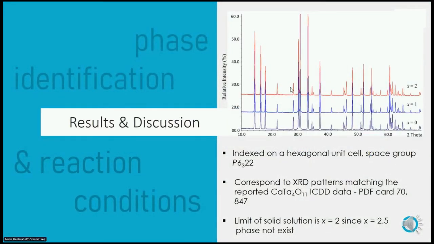For results and discussion, for phase identification, the figure shows the experimental X-ray patterns of the calcium tantalate and the solid solution. The patterns were indexed on a hexagonal unit cell. All the patterns correspond to the reported calcium tantalate ICDD PDF card. So the limit of the solid solution is X equal to 2, since the X equal to 2.5 phase does not exist.